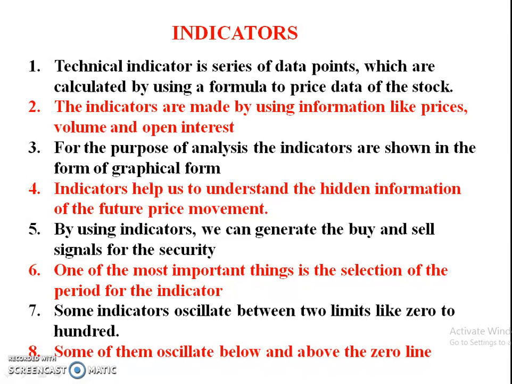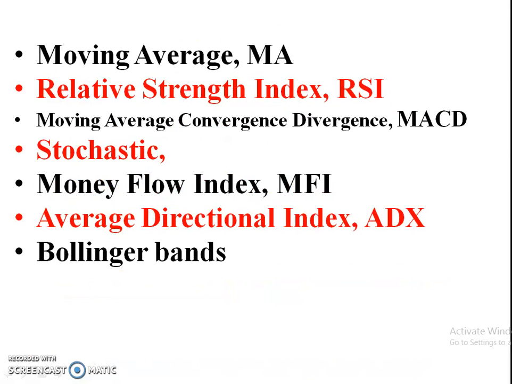Some indicators oscillate between two limits, like 0 to 100. These are called banded indicators. Some of them oscillate below and above the zero line. These are called centered oscillators. The indicators which give the signals earlier are called leading indicators, and those giving signals later are called lagging indicators.